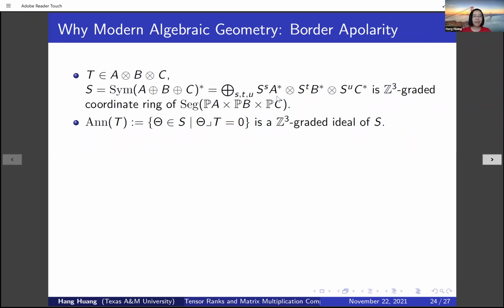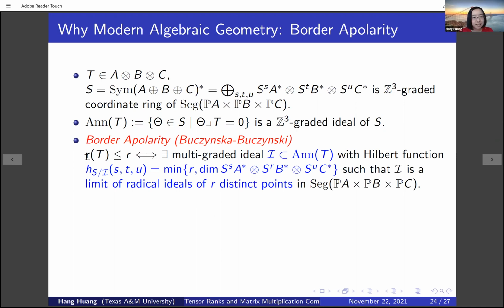So now what does border apolarity say? Border apolarity basically says that the border rank of your tensor is bounded above by R. This is equivalent to finding a multi-graded ideal satisfying 3 conditions. The first condition says that my ideal lies inside this annihilator of T. This is an explicit condition that can be checked. The second condition is on the Hilbert function of the corresponding quotient. Its Hilbert function equals R if possible. So if R is less than the dimension of the ambient space, then the Hilbert function of the quotient equals R. If the dimension of the ambient space is smaller, then it equals the dimension of your ambient space.